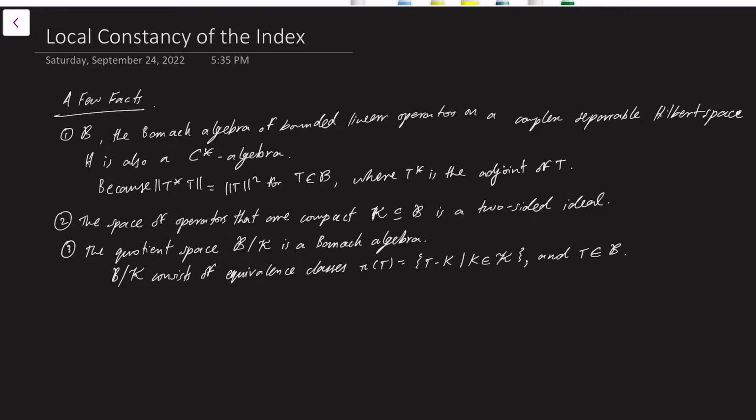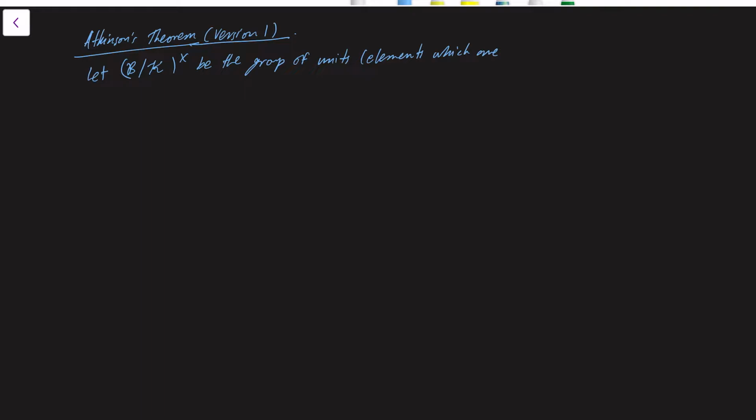It's not a theorem that we'll prove here right now, but it is something we will state, and it's a property that we will use. Let's state the first version of Atkinson's theorem. The first version of Atkinson's theorem goes as follows. Let B over K cross be the group of units. These are the elements which are invertible with respect to multiplication in B over K. Let this be the group of units in B over K, and let pi, which goes from the space of bounded linear operators B to B over K, be the natural projection map.